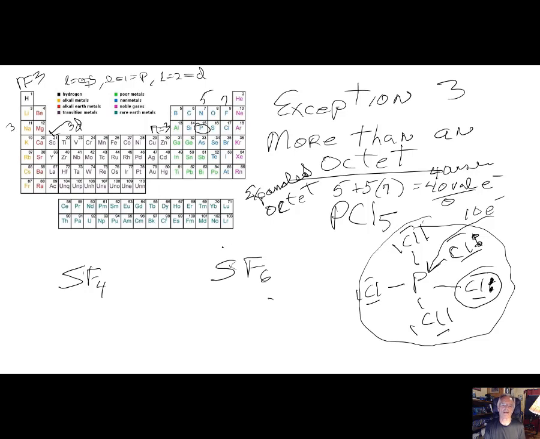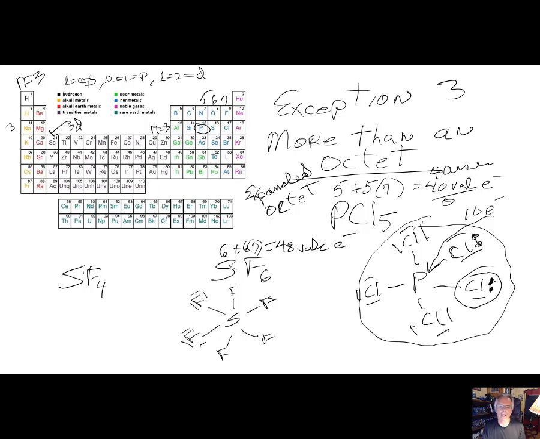Let's do sulfur hexafluoride. This is in group 6. Here's sulfur. It's got 6 valence electrons, plus 6 times 7. That's 42 plus 6. That's, oh my gosh, 48 valence electrons. All right, so sulfur will be the central atom. I'll have a fluorine, a fluorine, a fluorine, another fluorine. My gosh, it's fluorine all night and all day, and one more. All right, and each one of those has an octet.